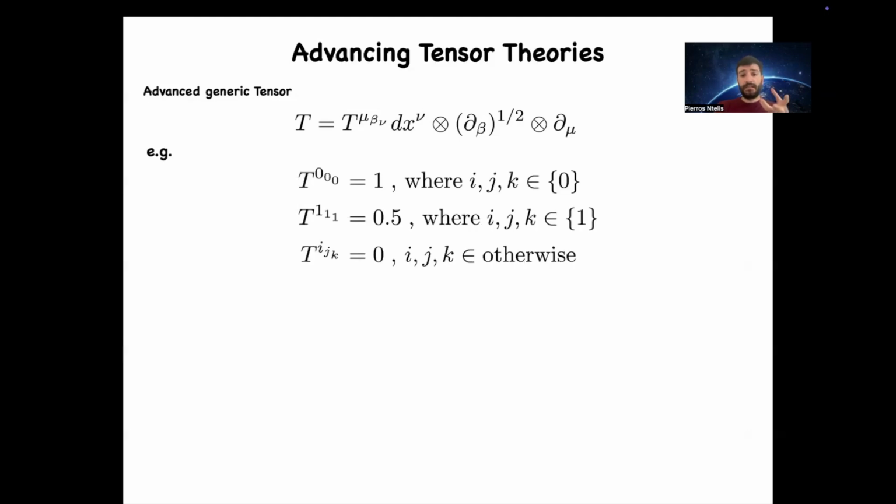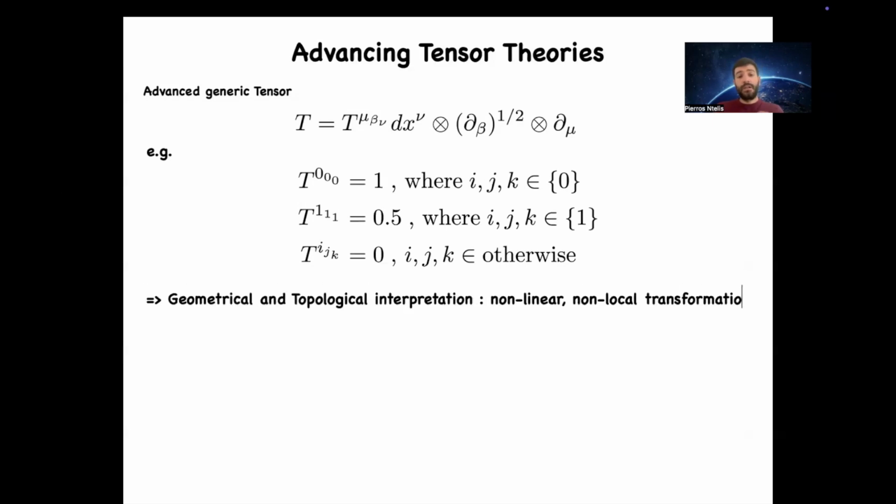I can build this example by having at the (0,0) component the number 1, at the (1,1,1) component the 0.5, and all other components can be 0. Now, this kind of object also has a geometrical and topological interpretation, which is basically a nonlinear and non-local transformation. And what does that mean?